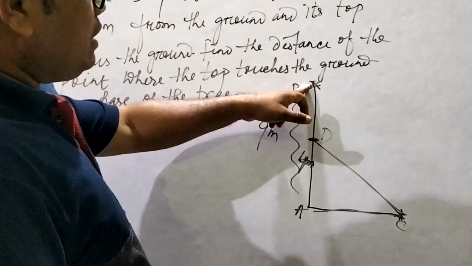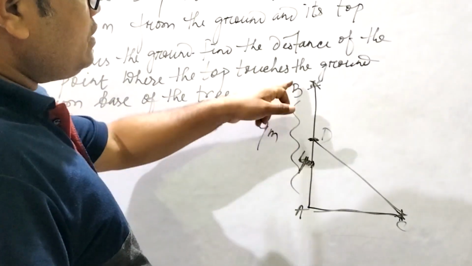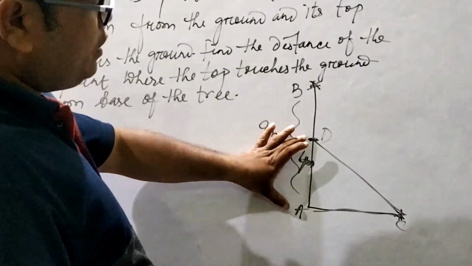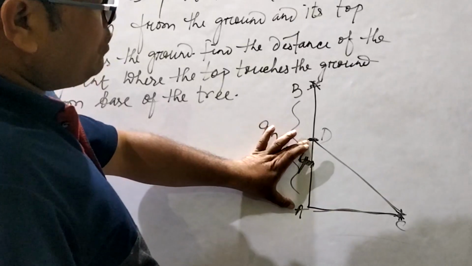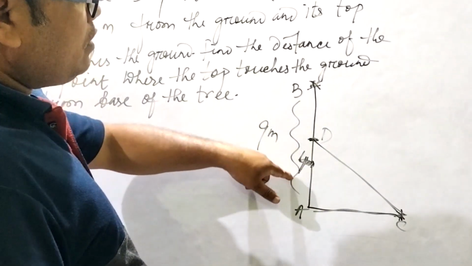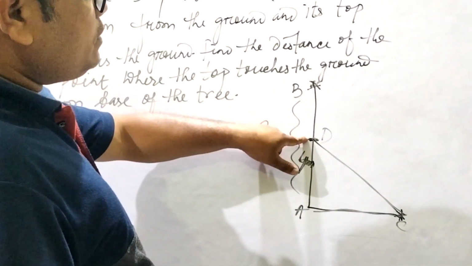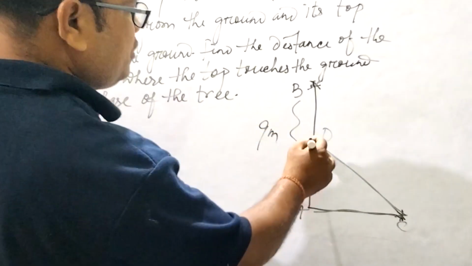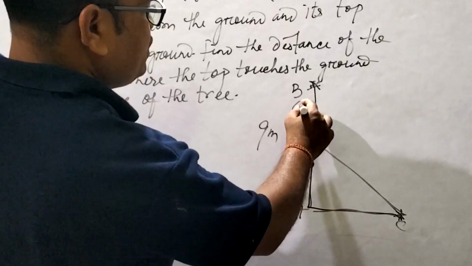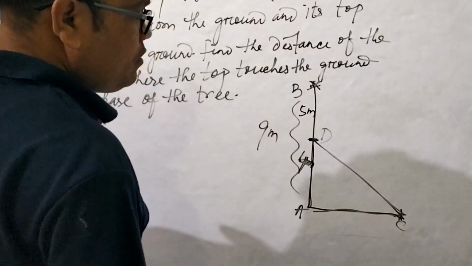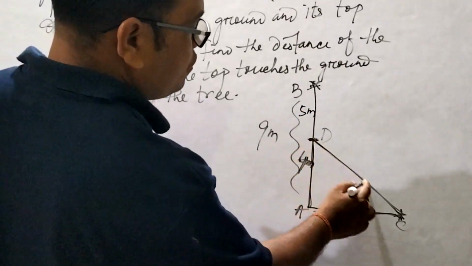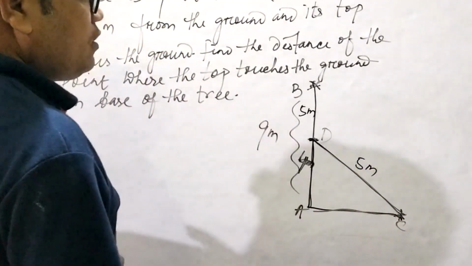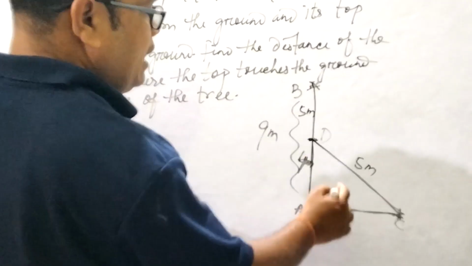The length of the tree is 9 meter. From the ground, it is given 4 meter. At 4 meter distance, it has been broken and touches the ground. That means if it is 4 meter, then the broken part is 5 meter. So the length of CD will also be 5 meter.